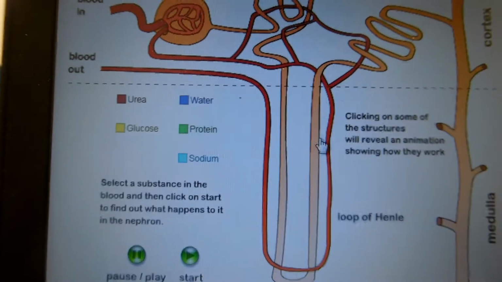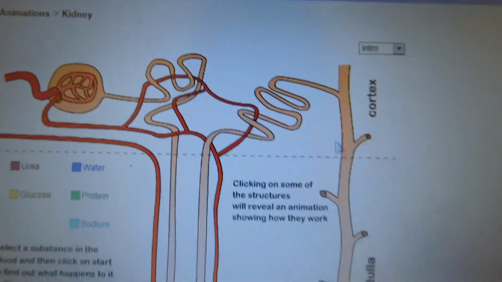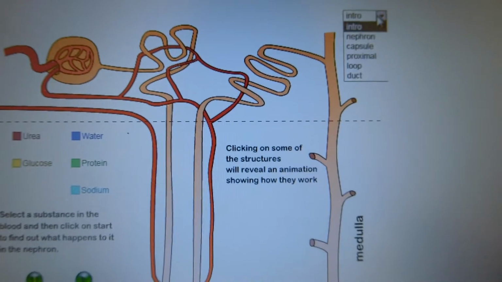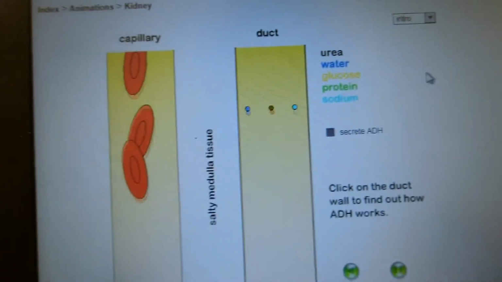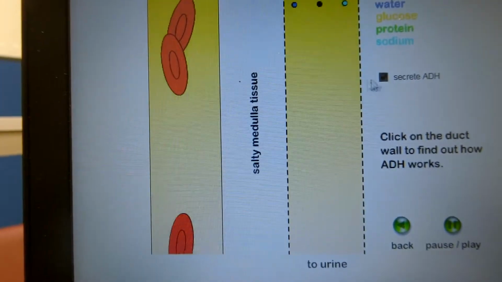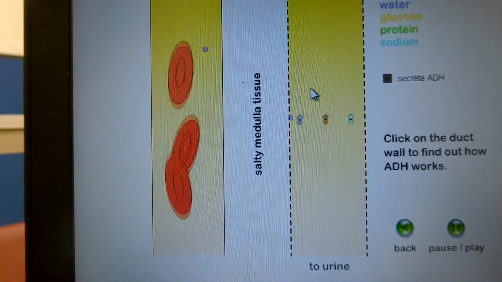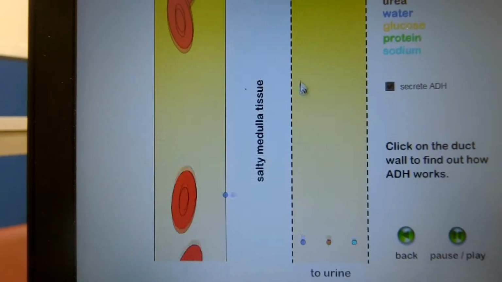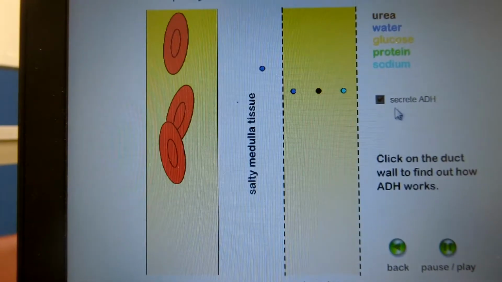And as you go down further into your distal convoluted tubule and the collecting duct, we see that your water molecules are being reabsorbed back, as well as some sodium molecules as well.